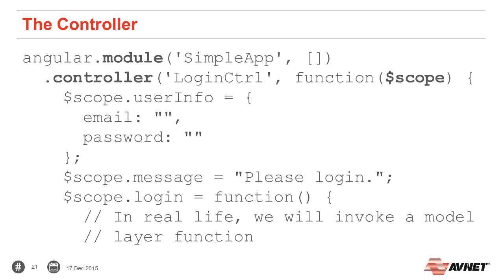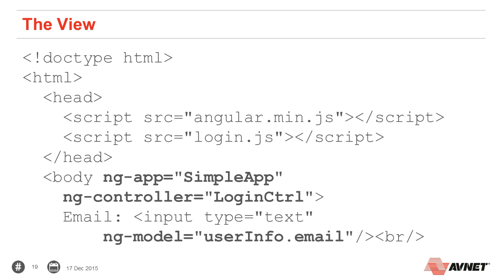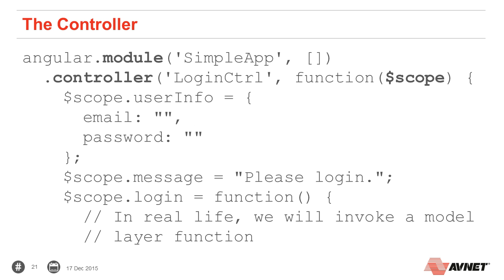Here is our controller. So this actually corresponds with the login.js file that I mentioned here. If you look at the login.js, you'll see that it starts with a call to the module method, which is defined on the Angular variable. Angular is a global variable that's defined inside of the actual angular.min.js file that we saw before. The module method is used for defining a module.